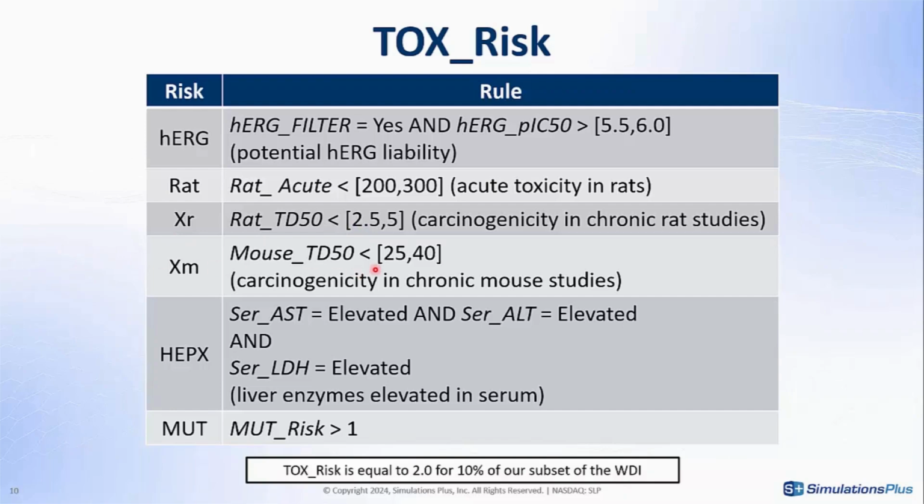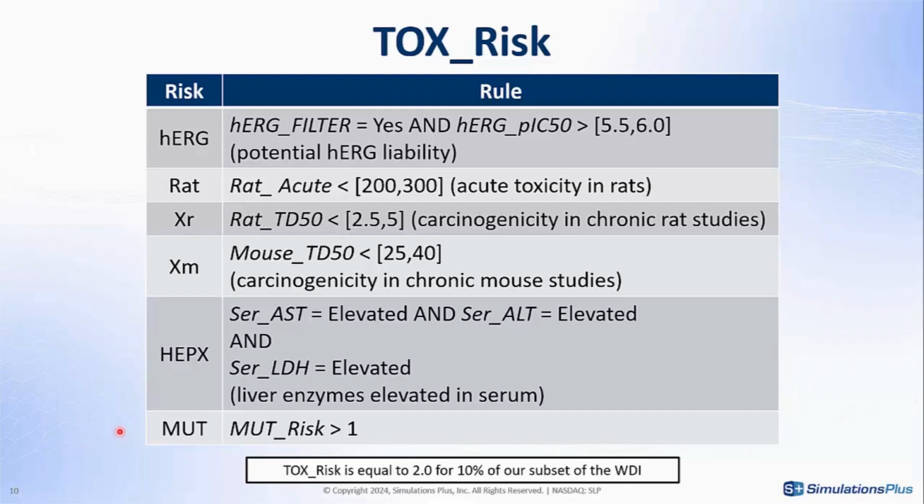For the mouse TD50, the range is between 25 and 40. And then for hepatotoxicity, if the AST and ALT are elevated and the LDH is elevated, so these three are positive, then you would trigger this to get a positive on that. And then the mute risk contributes another point. If it's above 1, the compound would have a full penalty, and below 1, it would have no penalty whatsoever.